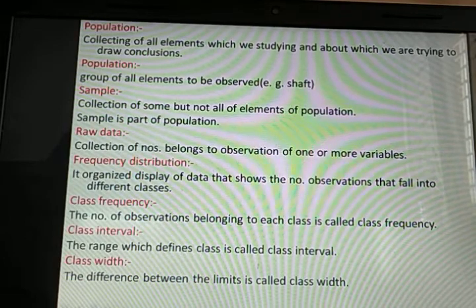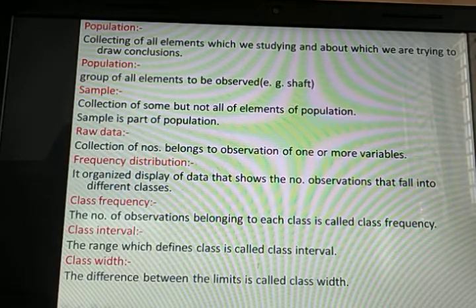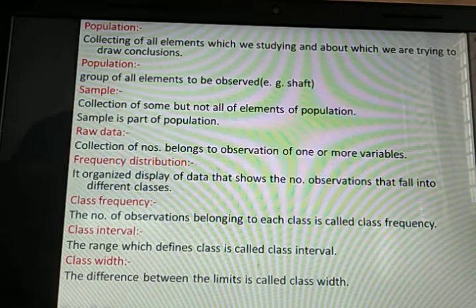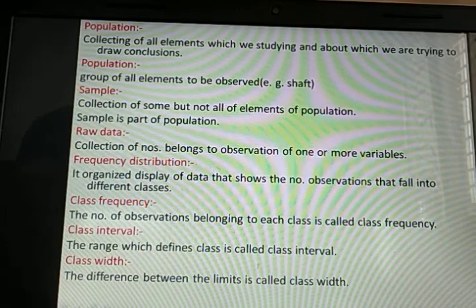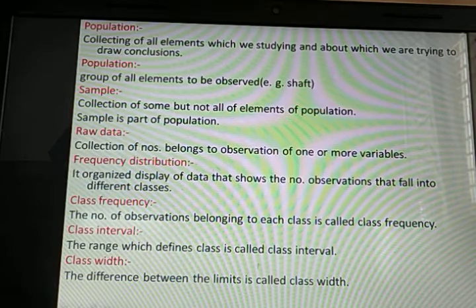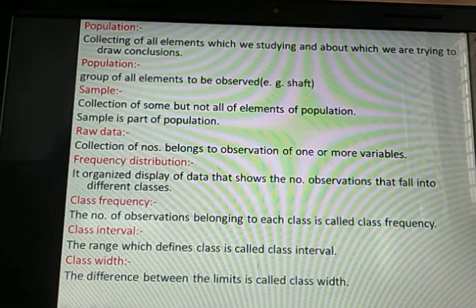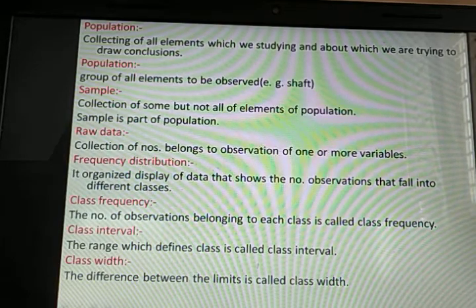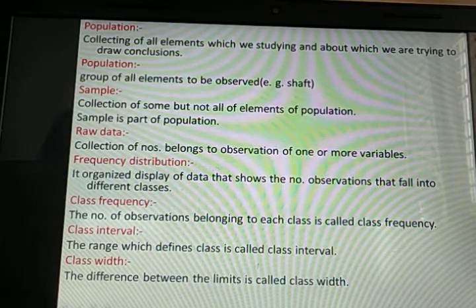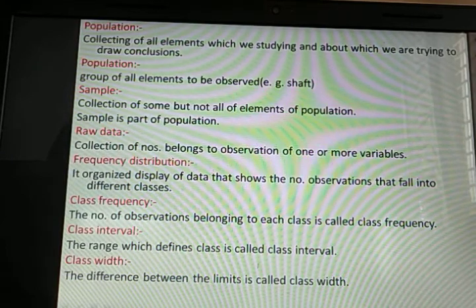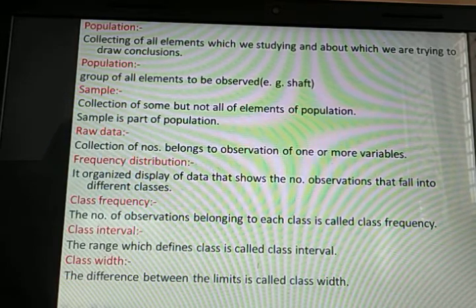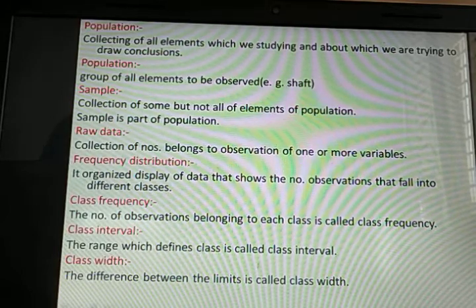The most common method used to represent that data is the frequency distribution. The frequency distribution is an organized display of data that shows the number of observations that fall into the different classes. The class frequency, class intervals and class widths enter into the frequency distribution, which we are going to see next. The class frequency is plotted against the observations. There are basically two methods of representing the frequency distribution: the first one is the histogram and the second one is the frequency polygon.